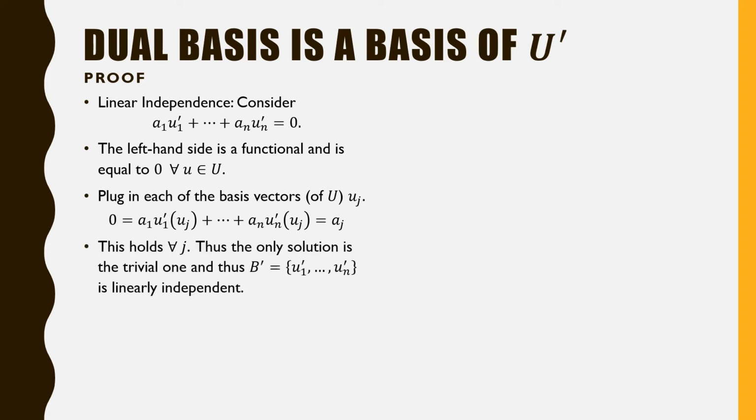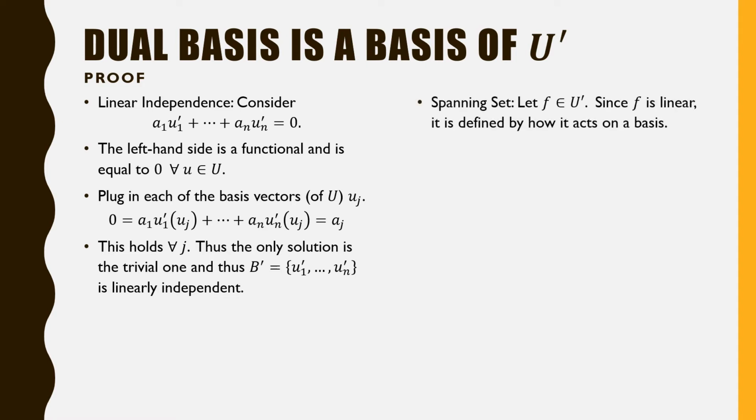So the only solution to the linear combination equation above is the trivial one, that a1 through an are all 0. This implies that the set B prime, which is equal to u1 prime to un prime, is a linearly independent set. Now let's try to prove the fact that it's a spanning set.